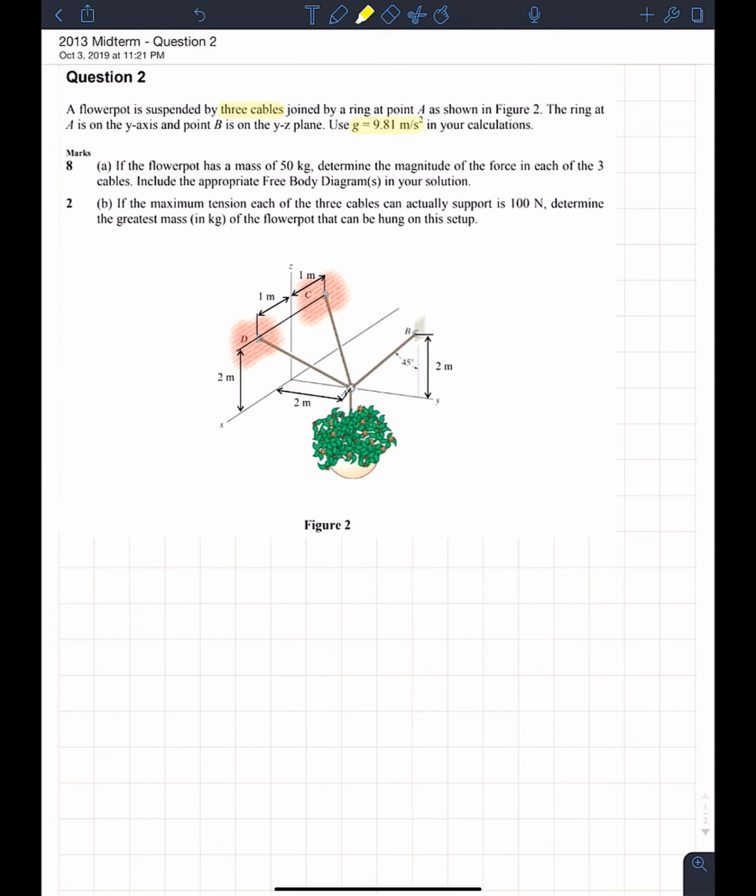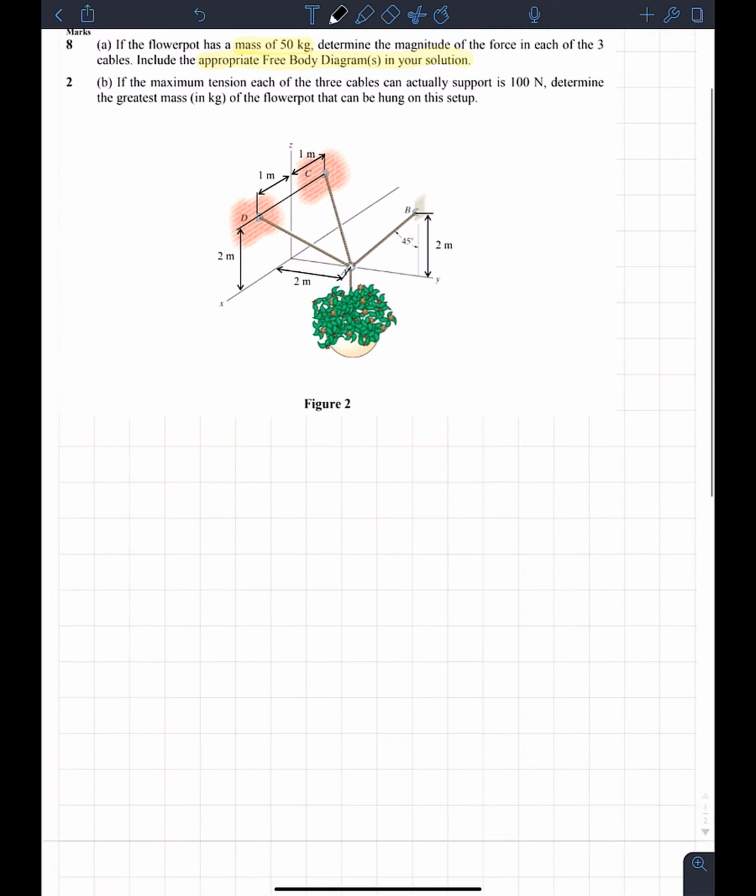It does. So it says, if the flower pot has a mass of 50 kilograms, determine the magnitude of the force in each of the 3 cables and include an appropriate free body diagram in your solution. So this is interesting because even if it didn't ask for a free body diagram, you're dealing with equilibrium. So even if it didn't ask, you should always have a free body diagram when you're dealing with equilibrium.